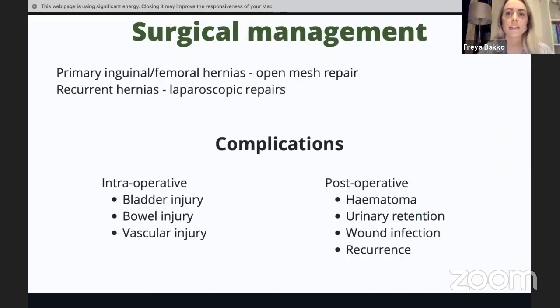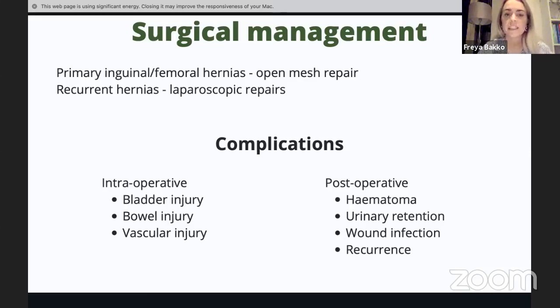So the surgical management of hernias is obviously a hernia repair. Usually they are open mesh repairs, but if they're recurrent hernias, you want to repair them laparoscopically as well. The hernias can often protrude through the mesh and become recurrent, especially if there's increased intra-abdominal pressure, for example, due to obesity or COPD, which requires a lot of coughing from the patient.